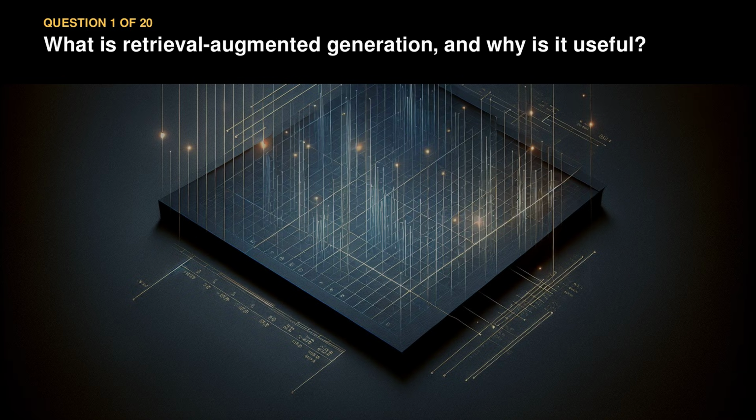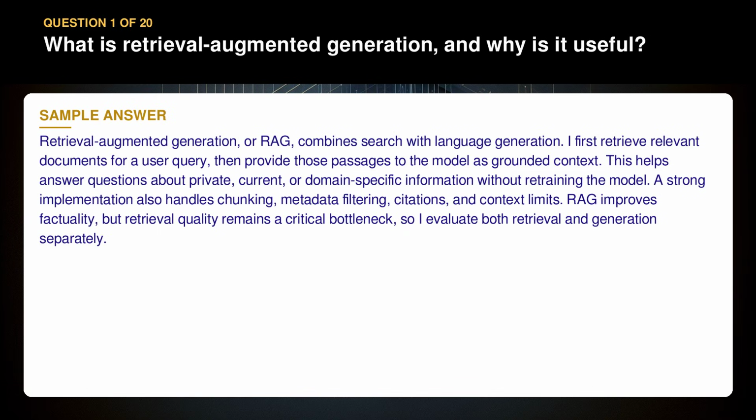Question 1. What is retrieval-augmented generation, and why is it useful? Retrieval-augmented generation, or RAG, combines search with language generation. I first retrieve relevant documents for a user query, then provide those passages to the model as grounded context. This helps answer questions about private, current, or domain-specific information without retraining the model.